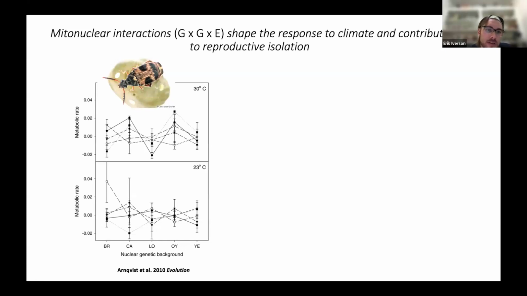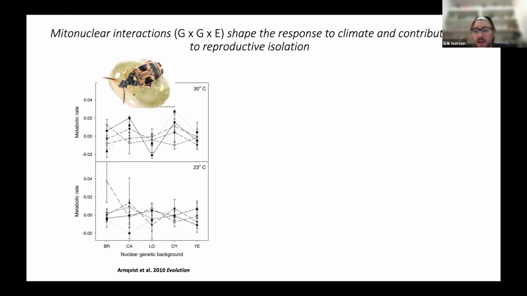So in the example of this flower beetle here, work has shown that different mitochondrial lines, which are represented by the different shapes on the graph and the lines connecting them, if you place those on different nuclear genetic backgrounds, which are along the x-axis, then what you see are different metabolic rates. So every combination of mitochondria and nuclear background results in a different metabolic rate. And also between the top and the lower panel, we have different temperatures, and you can see that those relationships get scrambled depending on which temperature you run them at. So that's illustrating a G by G by E interaction.